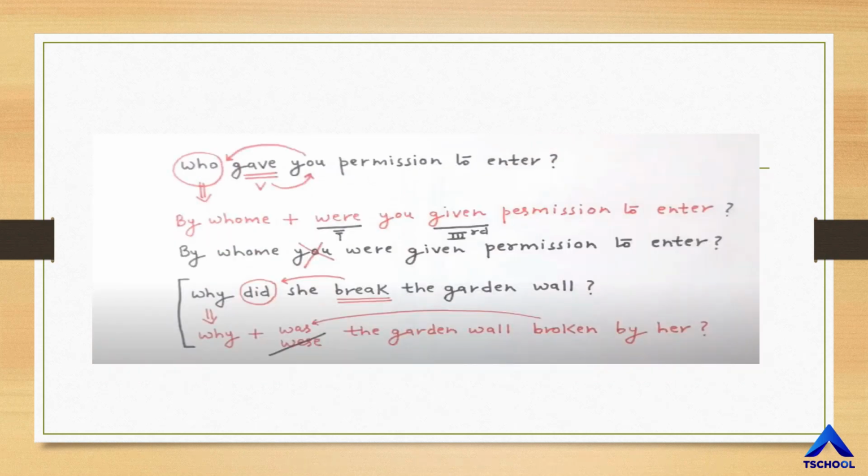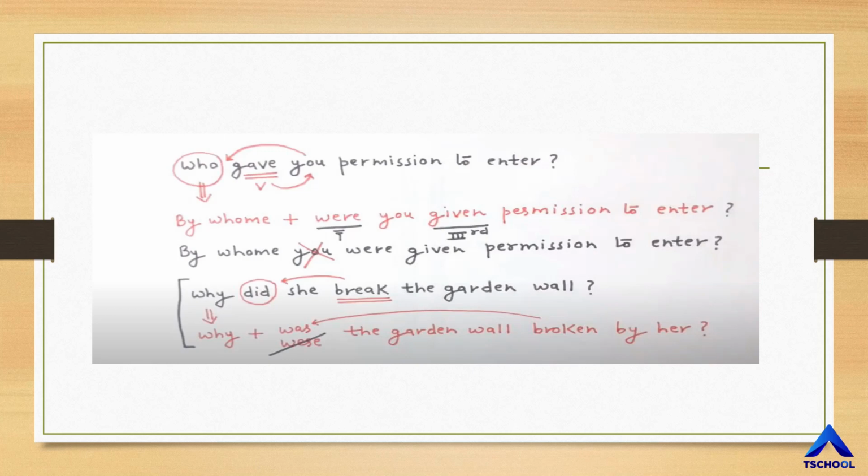Next example: who gave you the permission to enter? The question starts with who, so automatically it would change to by whom. So the answer would be: by whom were you given the permission to enter? Please take a note. Who changes to by whom.